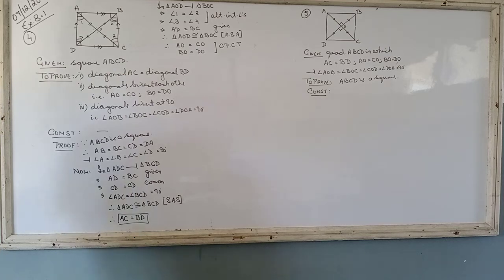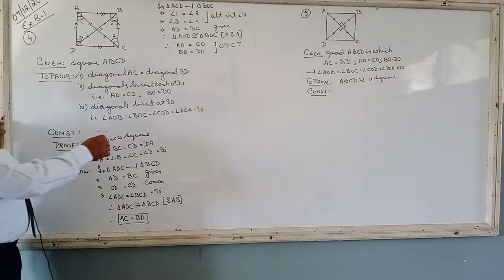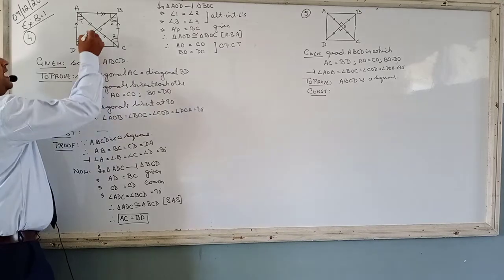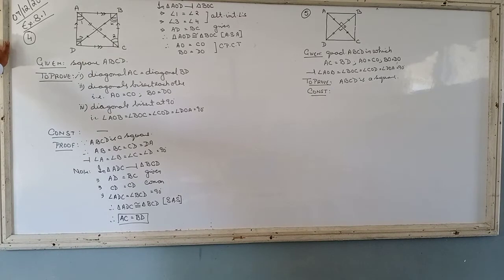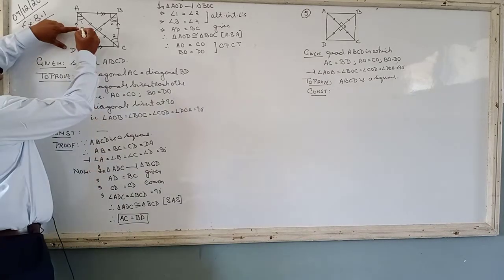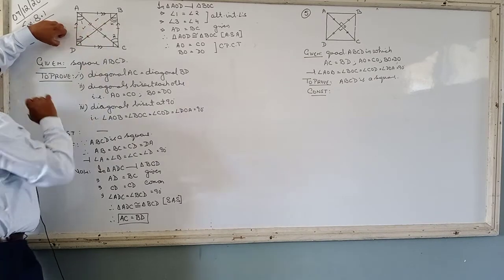Second part proved. Now for the last one, he wants us to show that these angles are also 90. There are various methods of doing that, not necessarily one method. Just observe, are these two triangles also congruent to each other?